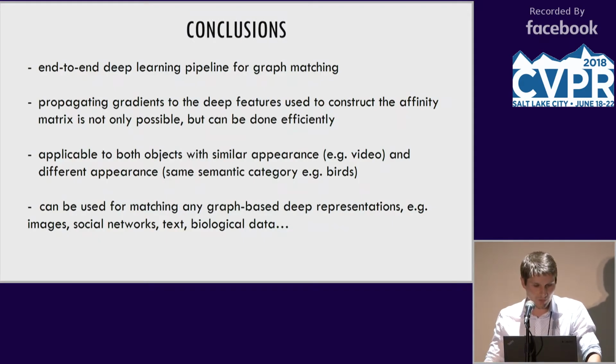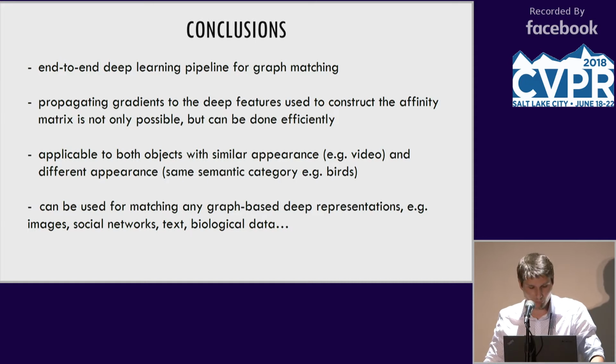To conclude, we have presented a deep learning formulation for graph matching that is end-to-end trainable. The challenges are the propagation of gradients with respect to the parameters of the deep feature extraction hierarchy through the relaxation solving graph matching. This is difficult due to the presence of matrix function layers and the associated calculations, which, however, can be performed efficiently with matrix backprop.